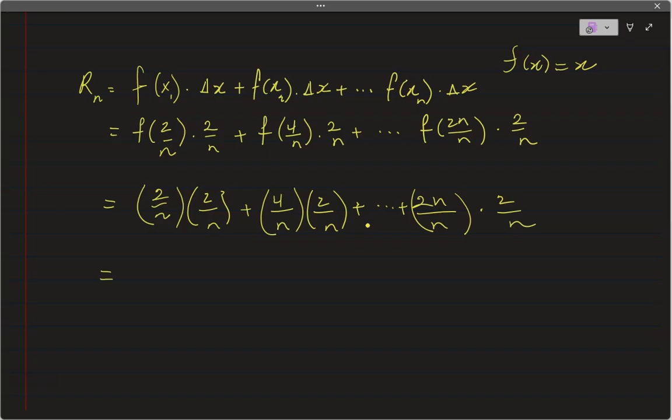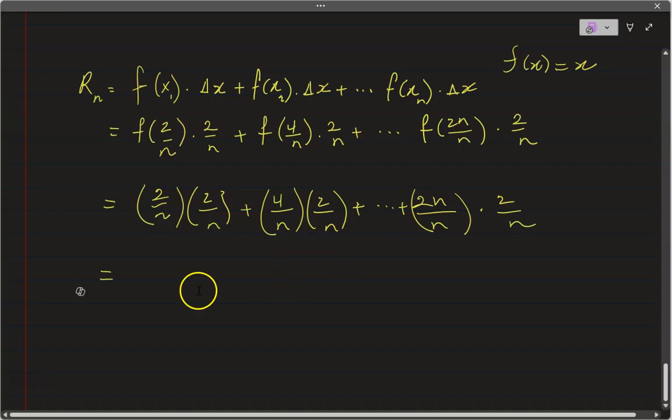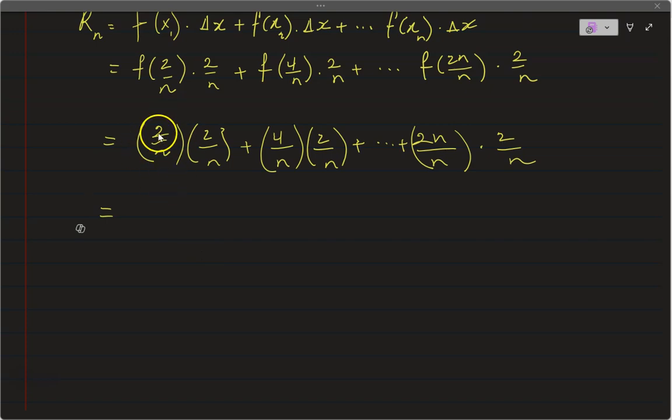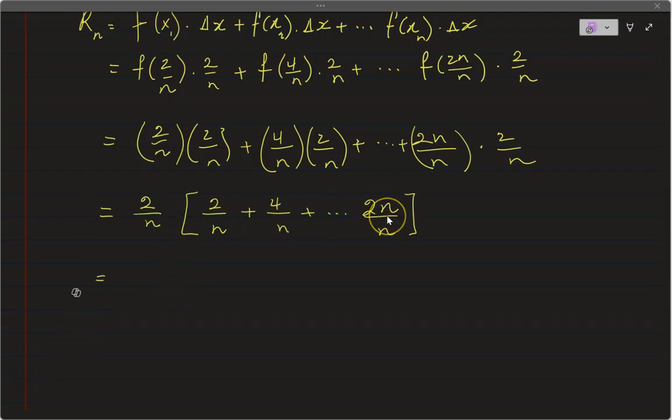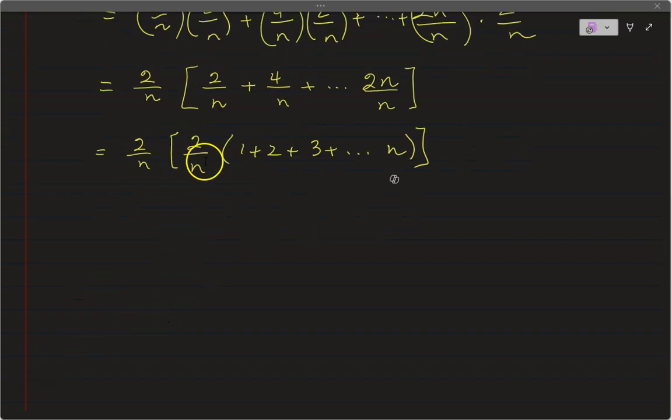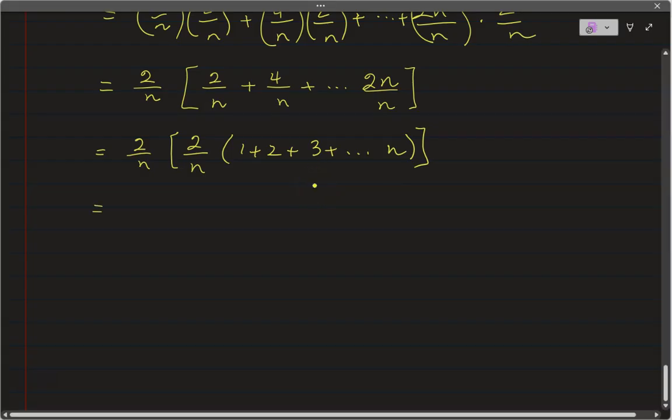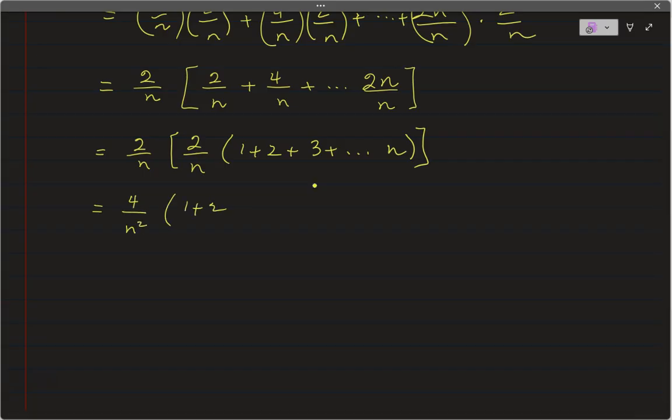Let's polish that. When you polish that, you will end up getting this factor 2 over n. It belongs to every single term. So let's factor that out and polish that. You will get this, and then we polish again, because you notice that there is another 2 over n inside. We can factor that out, and when we do that, we will get this form after we simplify the top, okay? And then we simplify again, so we get 4 over n squared times the summation.